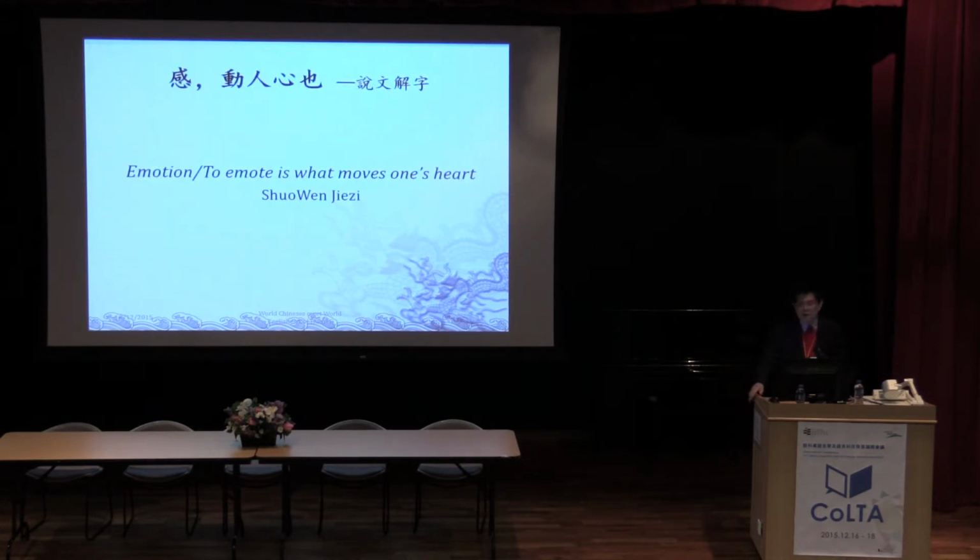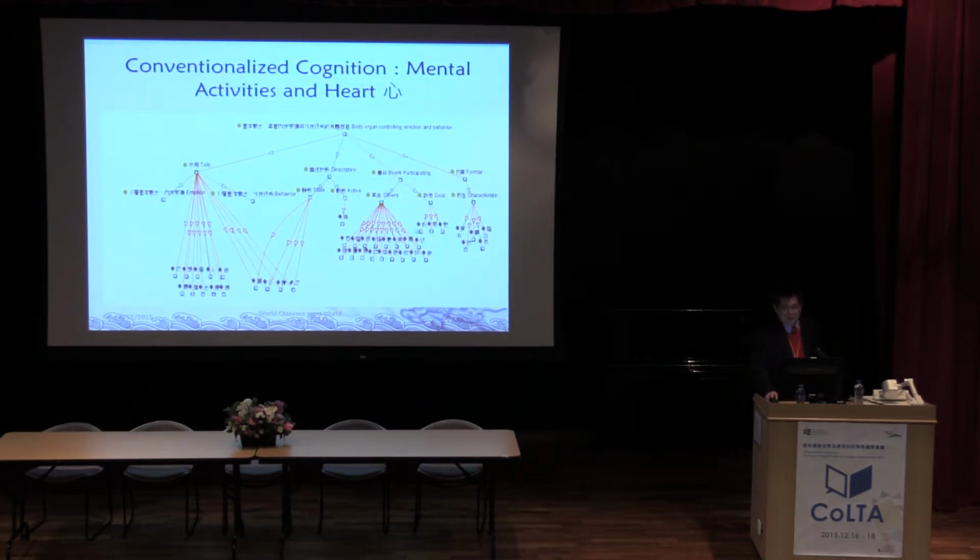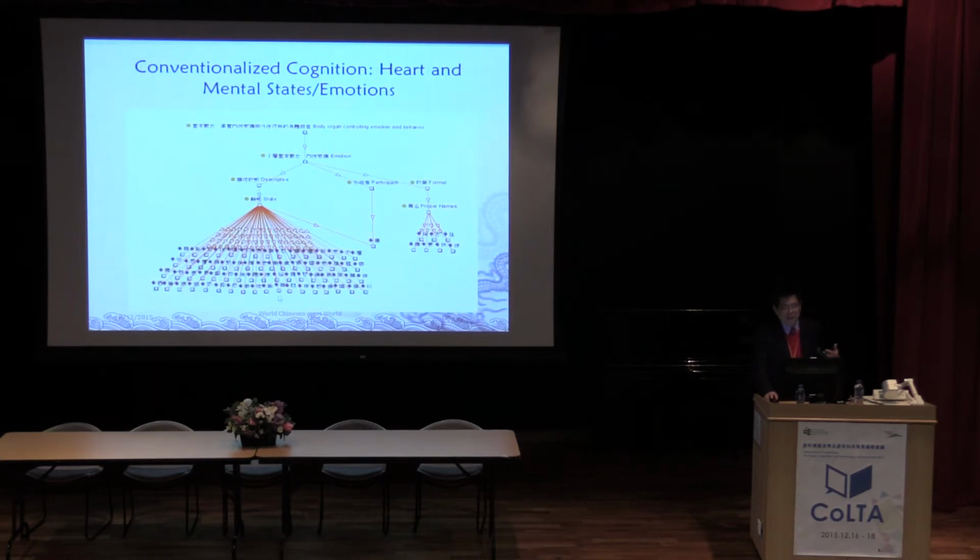Emotion, to emote, is what moves one's heart. So what do you expect of heart radicals? Of course, it's telic. It's about emotion. Only a small set here is about palpating parts of the heart. Most of it is about emotion, state, mental state. This is exactly how the Chinese character system, or the writing system, is organized.